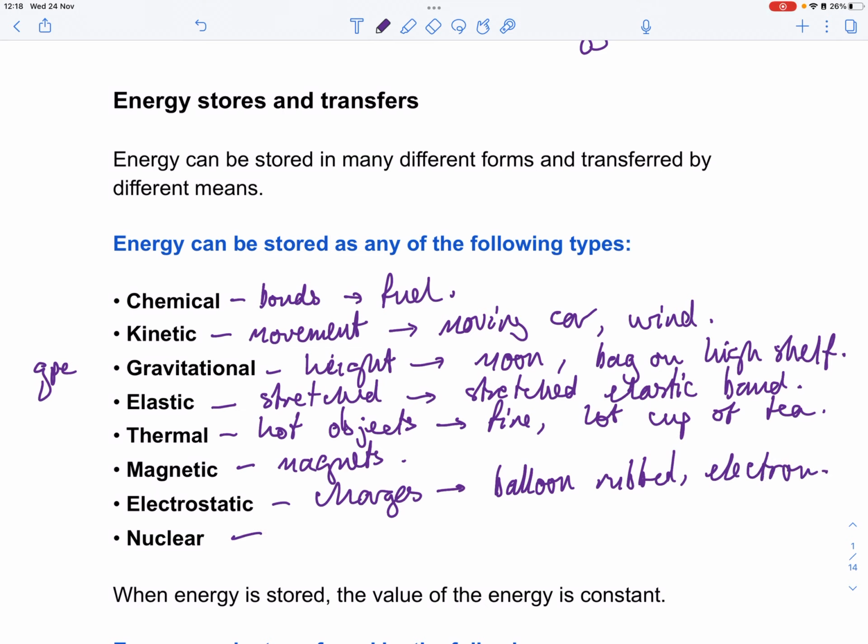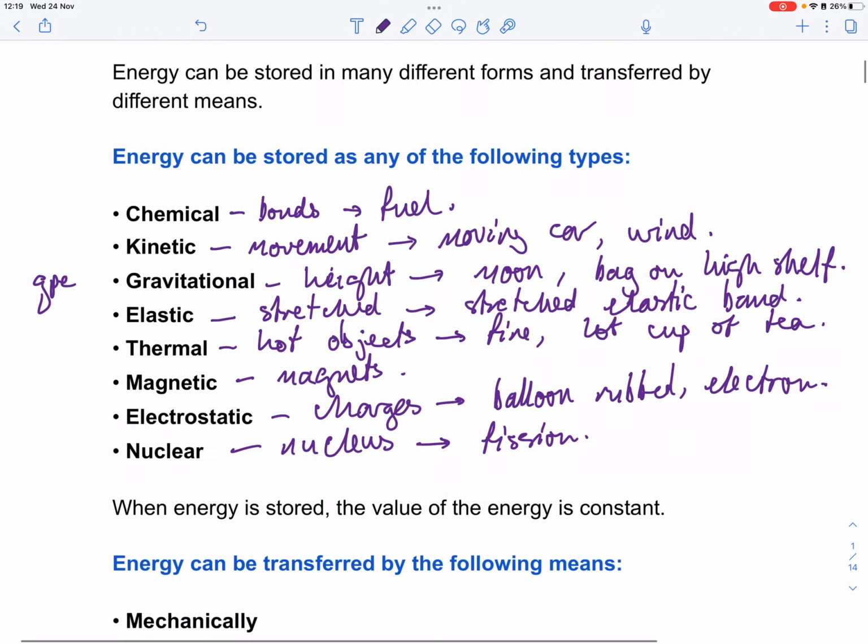And then nuclear, that comes from the nucleus of atoms, and can be released when the nucleus is broken down, or a new one is formed. So nuclear energy, for example, nuclear fission is a process that releases nuclear energy. So there we go. So those are some stores of energy, different stores formed and stored in different objects depending on the context and the different type of energy.